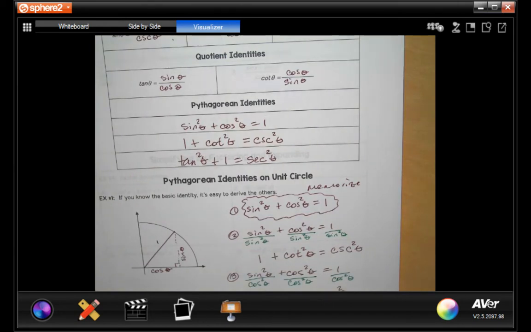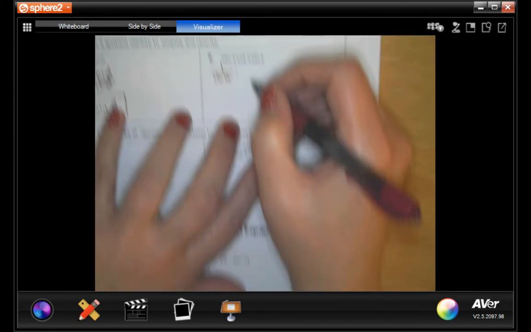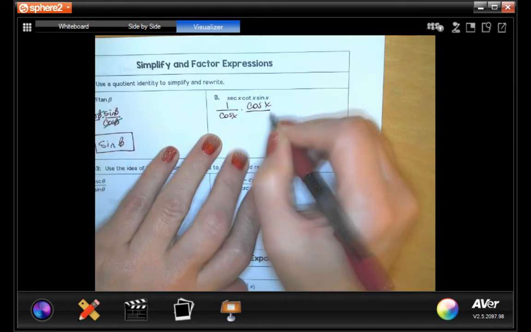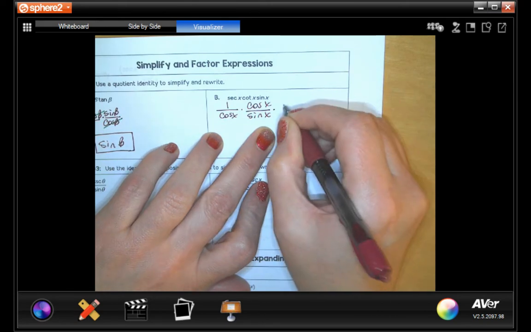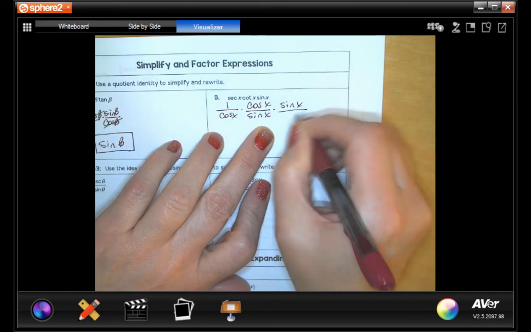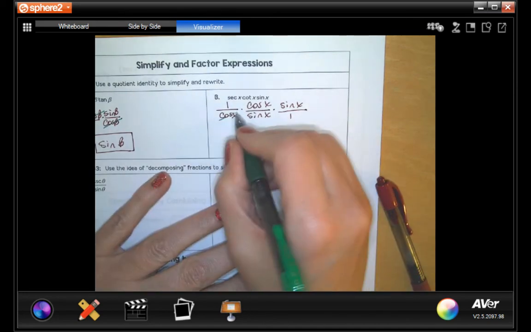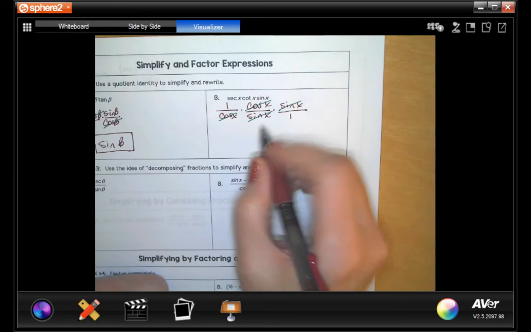So we have cosine x over sine x. And then sine x, we don't have anything to change, so we're just going to leave it as sine x, and we can put that over 1. Yay, because look what is happening. My cosines are going to cross off, and my sines are going to cross off, and we are left with 1.